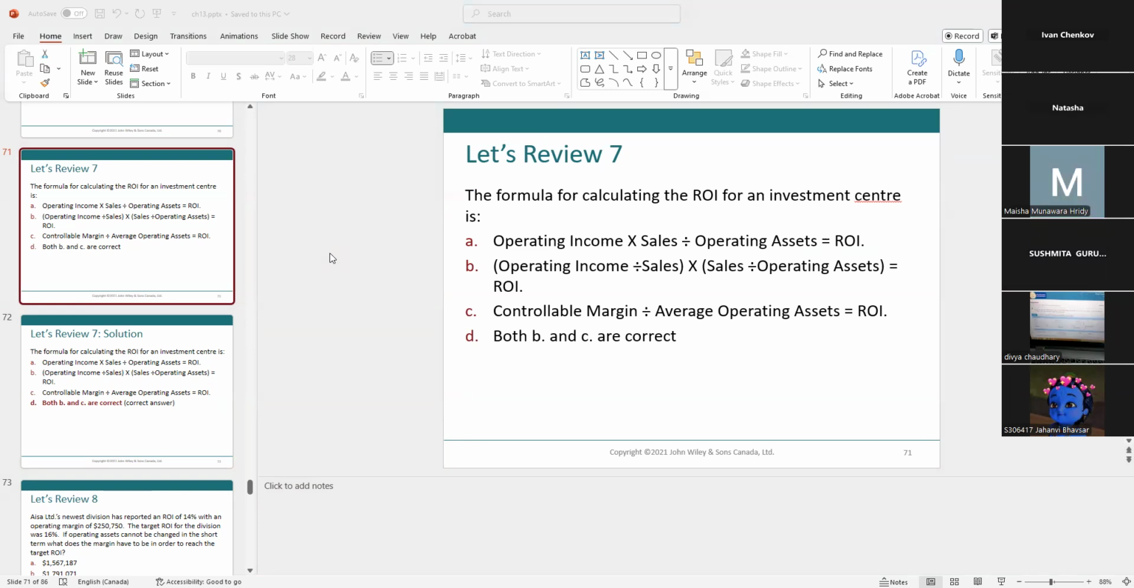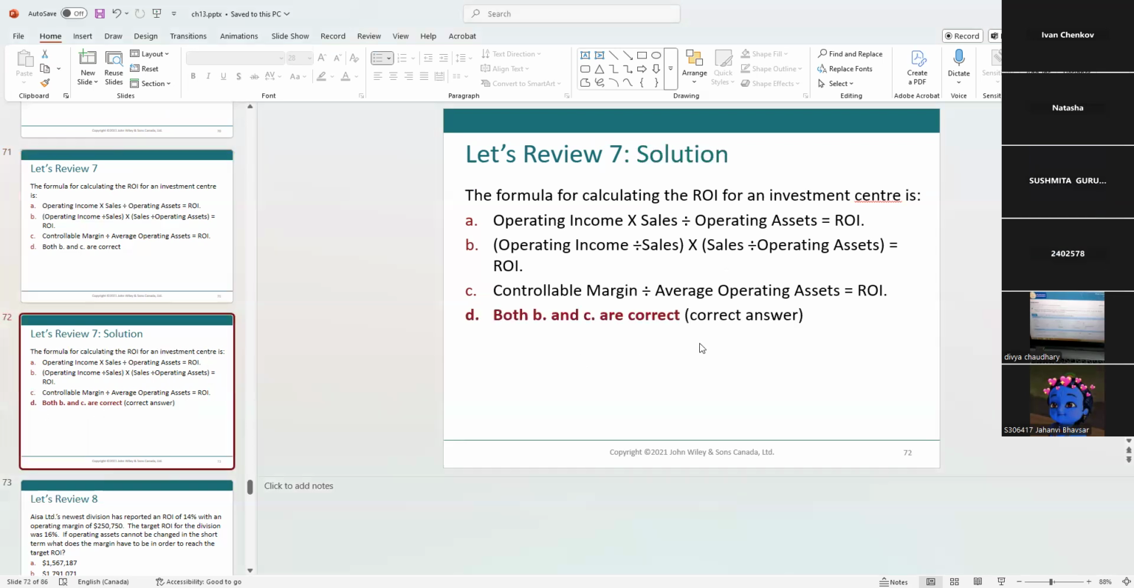B and C. D is the correct answer, I guess. Think again, and D, both B and C are correct. Both B and C are correct? Okay, both B and C are correct. Yes. I can buy it.